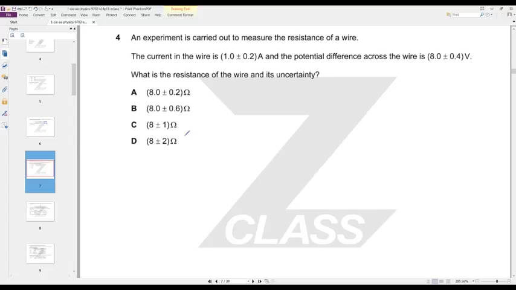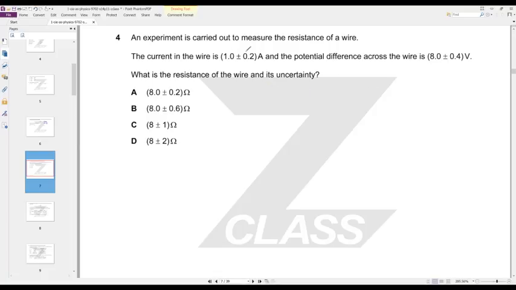Alright, so we have an experiment, and this one is about errors. So current and potential difference, and we are calculating the resistance. So this is one that is about percentage errors, in fact.